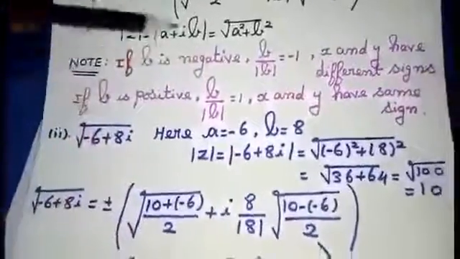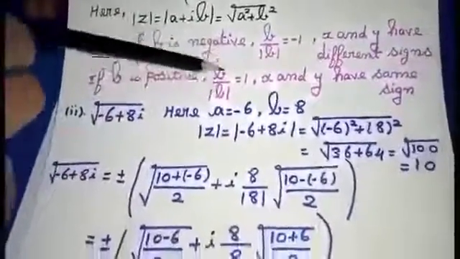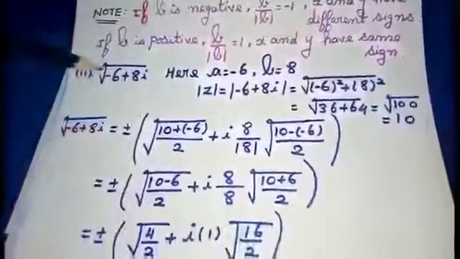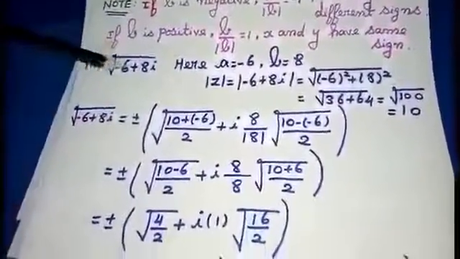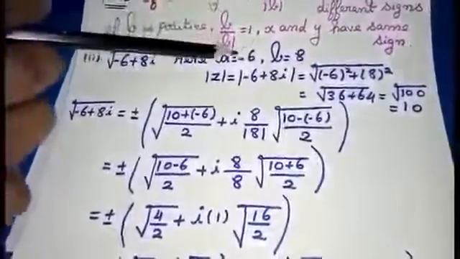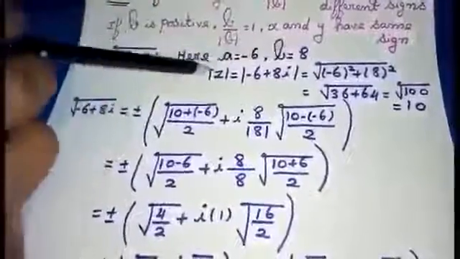Similarly, if b is positive, means b divided by modulus of b equal to 1, then x and y have the same sign. Take the question, write the question: root of minus 6 plus 8i. Here the value for a equal to minus 6, b equal to 8 and modulus of z, if you calculate, you will get the answer as 10.